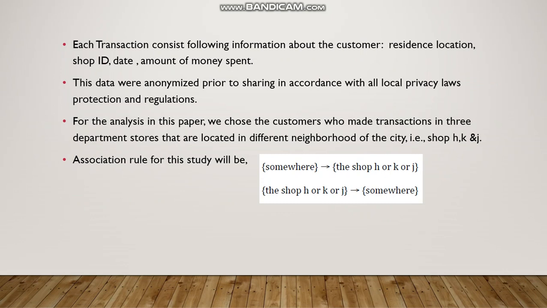Each transaction consists of the following information about the customer: residence location, shop ID, date, and amount of money spent. For this analysis, we will focus on shops H, K and J, which are located in different neighborhoods of the city. So our association group for this study will be people making purchases from somewhere to shop H, K or J, and also vice versa.